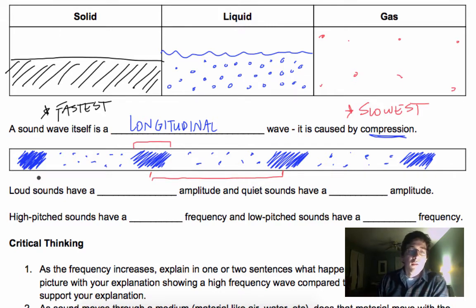And this brings us to another connection. Loud sounds have a high amplitude. There are strong compressions, and quiet sounds have a low amplitude. And conversely, high-pitched sounds have a high frequency. We hear more waves going by than low-pitched sounds, which have a low frequency. So this is the experience of sound. And then also we need to pay attention to the medium.